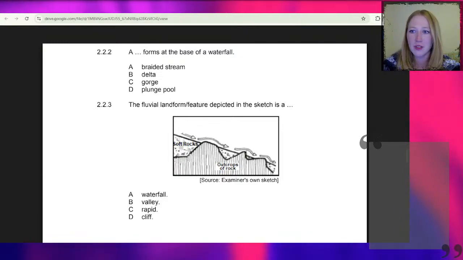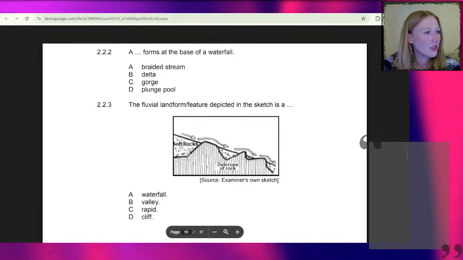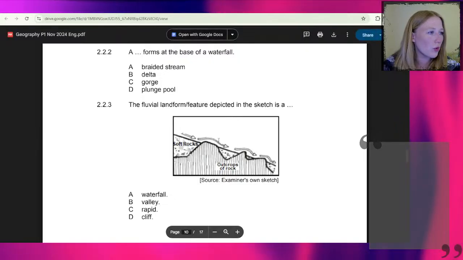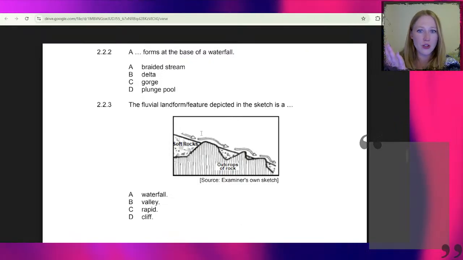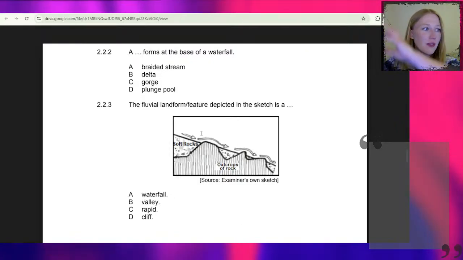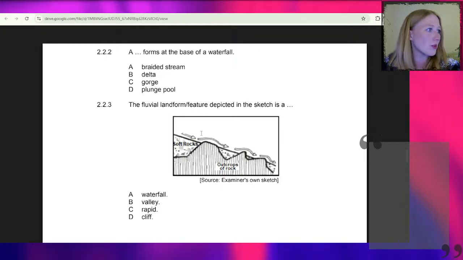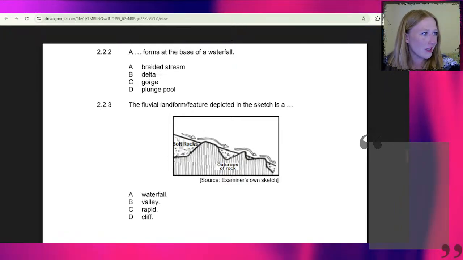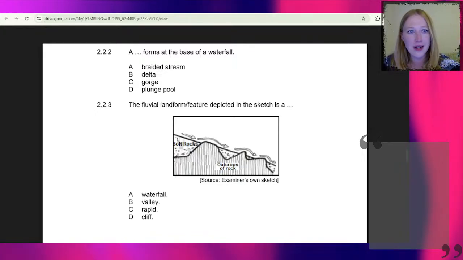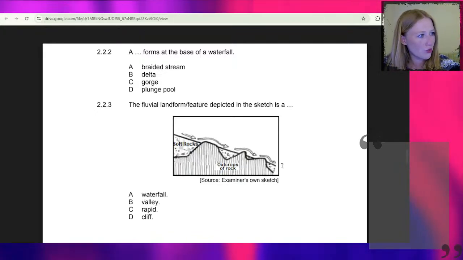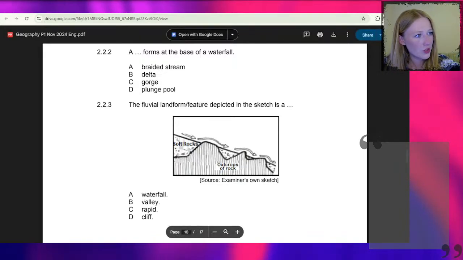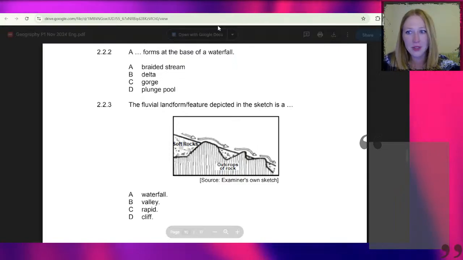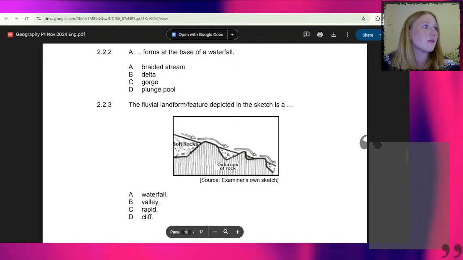The fluvial landform slash feature depicted in the sketch. This looks like a rapid, right? So, again, it's not waterfall because we don't have a horizontal layer of resistant rock and then the falling water and then the plunge pool at the bottom. But we do have these alternating layers of soft and hard rock. So that would have to be rapids. So that is C.